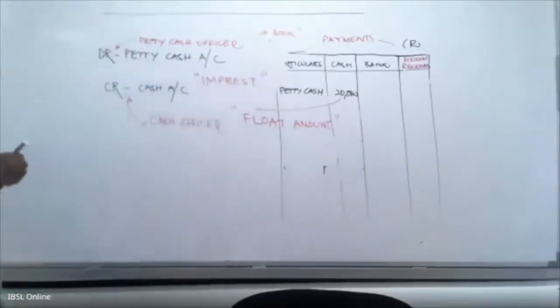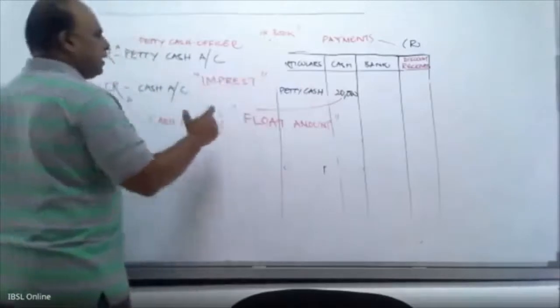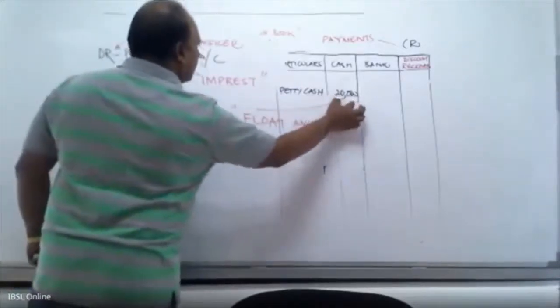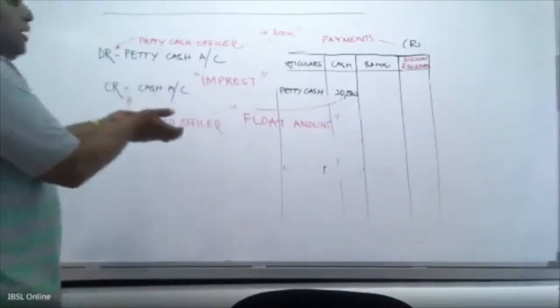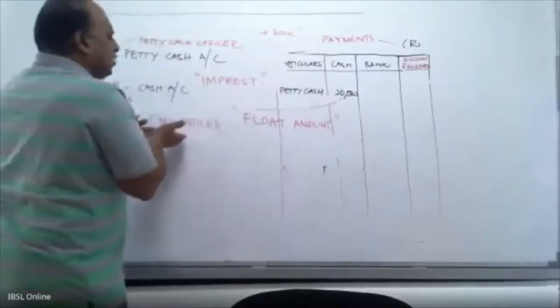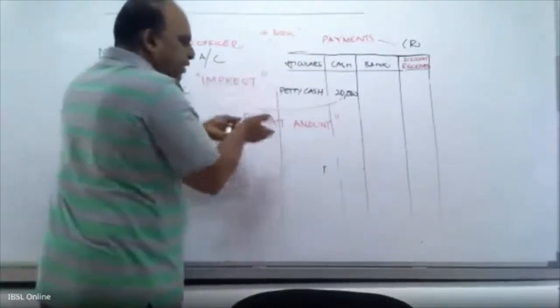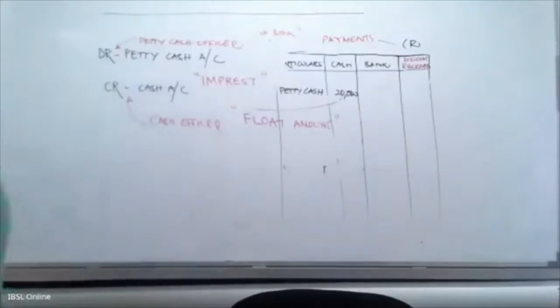What we mean by imprest is that every month at the beginning you are provided with this amount for your transactions. So you are given 20,000 or 30,000 or 50,000 by the cash officer at the beginning of every month for you to handle these transactions.